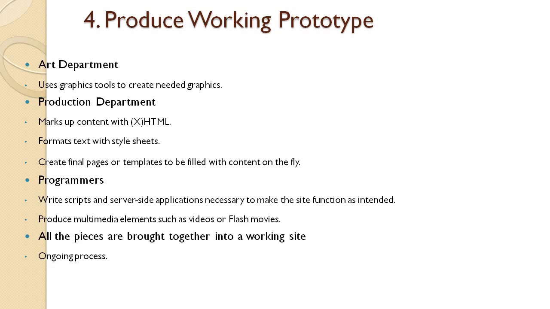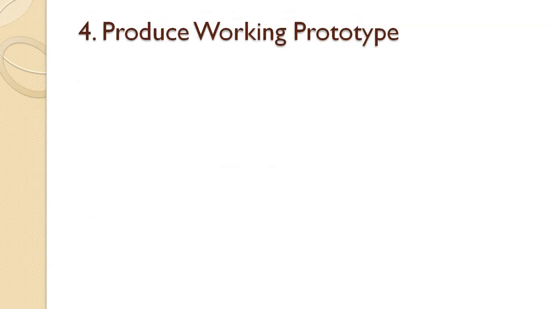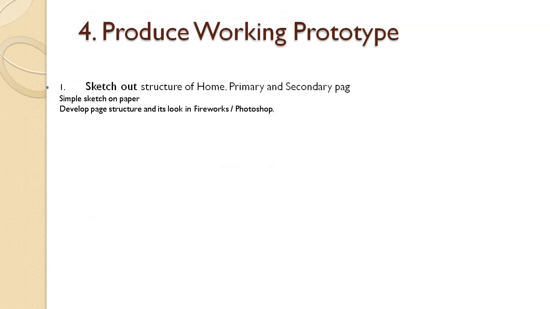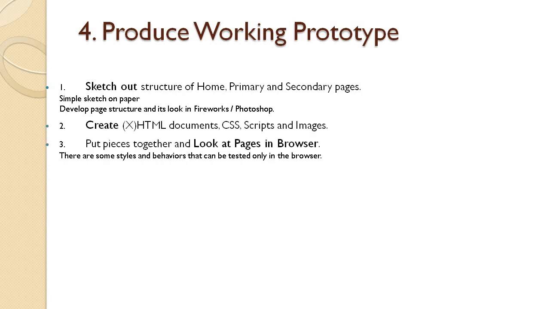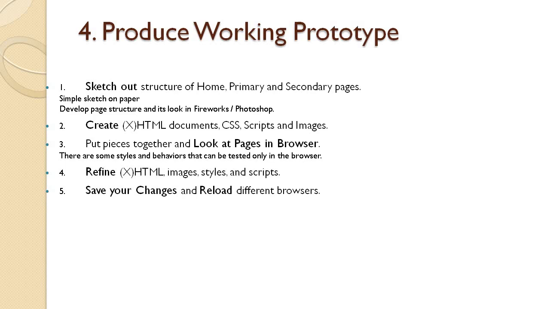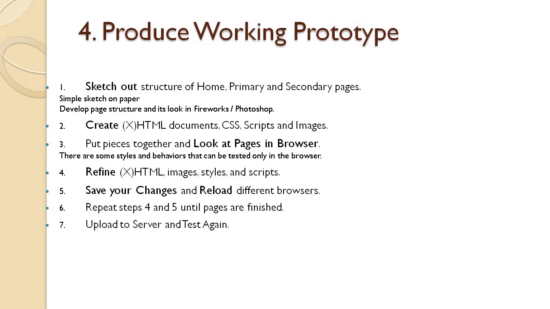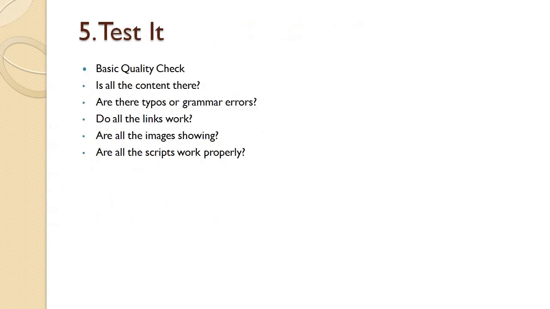All of the processes work together on the site; it is an ongoing process. Prototype procedure: work out the structure of the home page and primary and secondary pages, and sketch them out. Create the HTML document and CSS, script language, and view the page in a browser. Refine the image and style script, save the changes, and reload in different browsers, repeating the steps for four and five until the pages are finished. Then upload to the server and test.